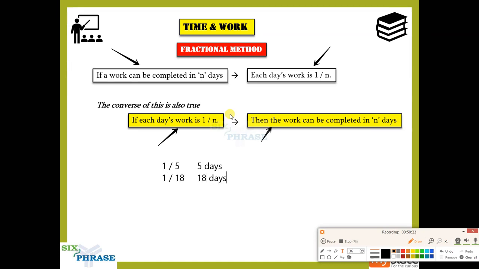Let's say 1 day's work is 55 by 99. This is nothing but 5 by 9. So if 5 by 9 is 1 day's work, you'll be able to complete this work in 9 by 5 days. You just have to do the inverse. If 1 day's work is 55 by 67, this work will be completed in 67 by 55 days. So don't try to convert this into decimal values. Usually they won't ask you to find decimal values. The answers will be in fractions.